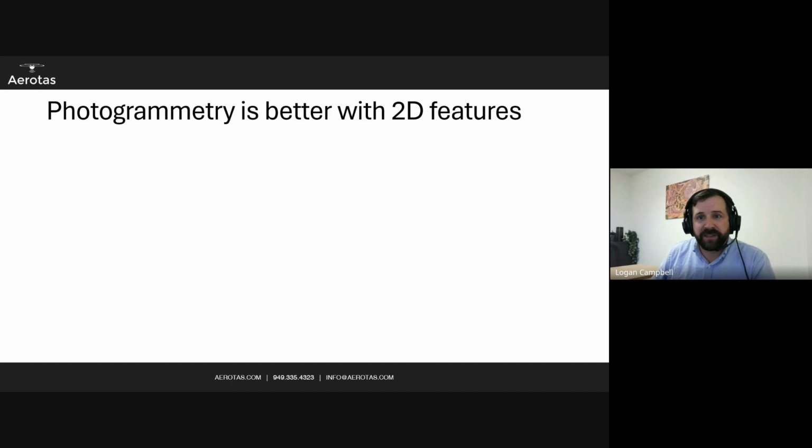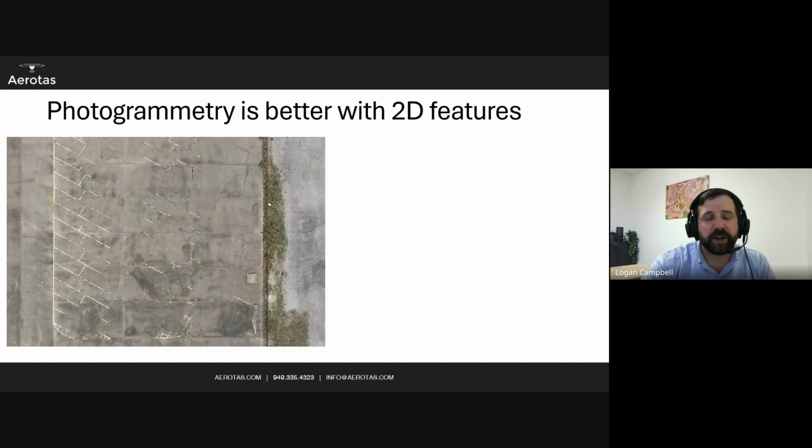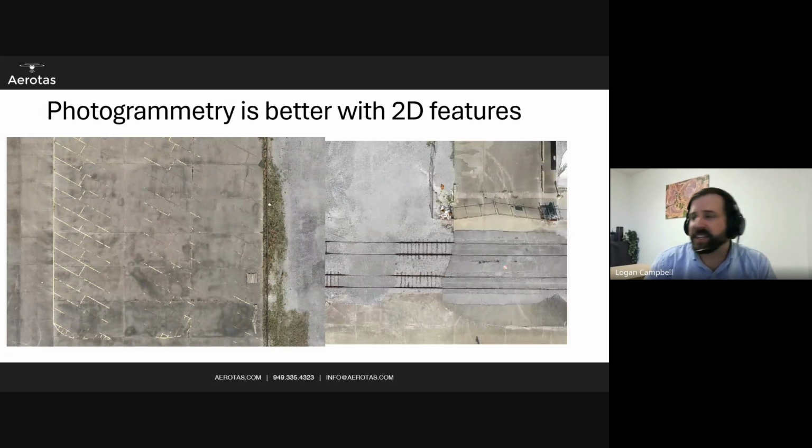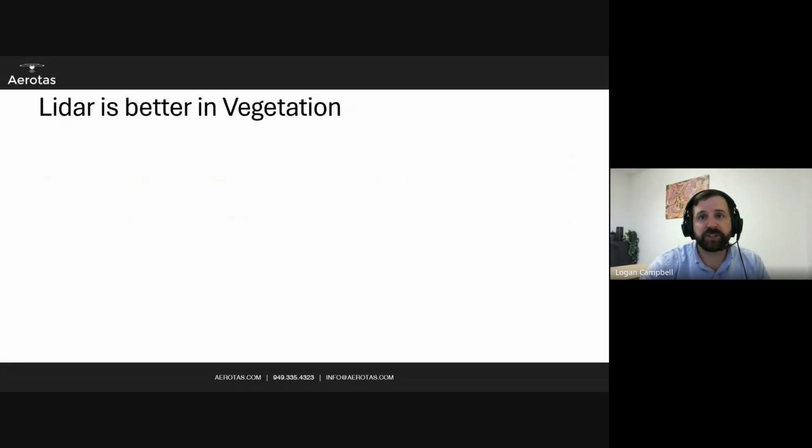Even when you throw away the concept of cost, photogrammetry is just better with 2D features. Images like this are, from a LiDAR perspective, almost completely flat. But if you need to find paint striping for whatever reason, maybe you're doing an ALTA survey, you really should be using photogrammetry. Same thing with some of these railroad tracks. Those will look completely flat, and depending on their reflectivity, the intensity scan might not even show any sort of difference. You can see some little ground control points here in the corner as well, depending on your resolution. But seeing things like ground control points and 2D features, photogrammetry is simply better on 2D.